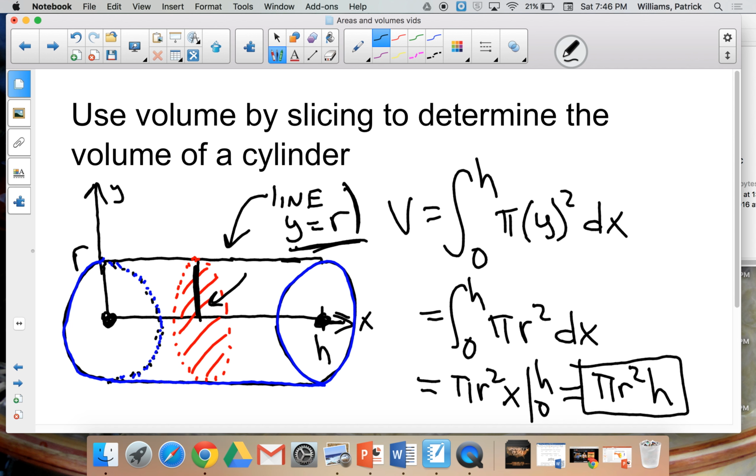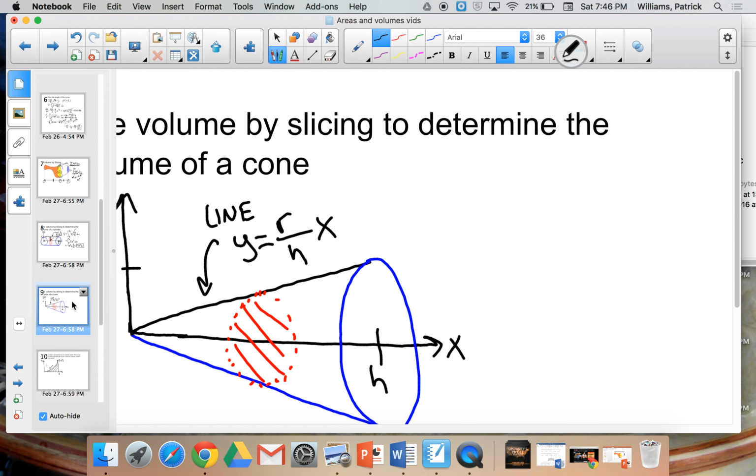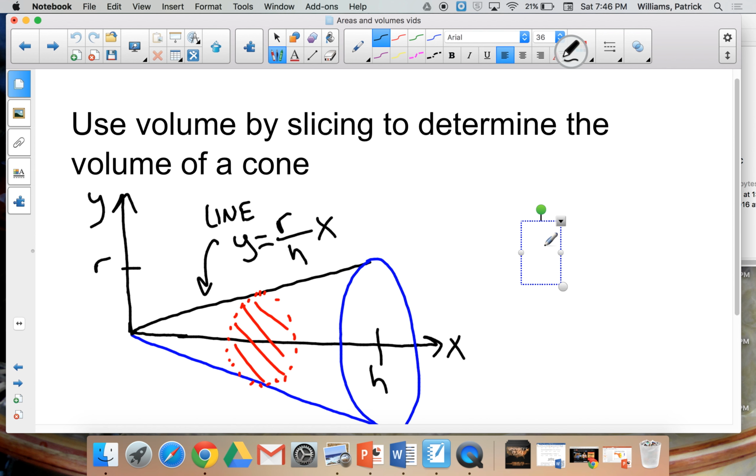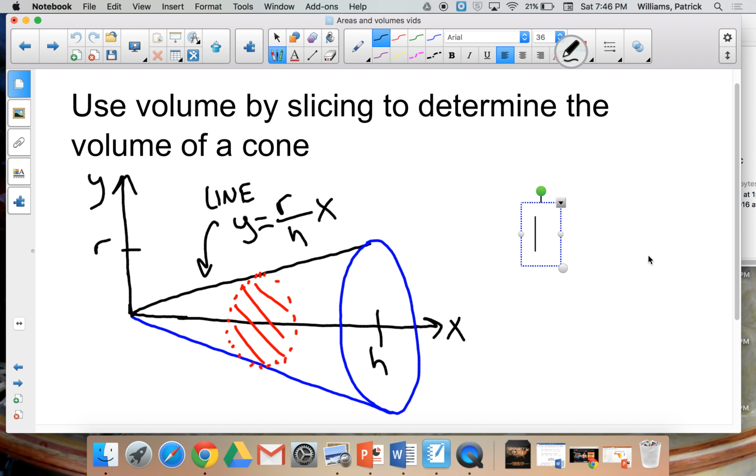Okay. Now just keep in mind, I put this y in here simply to remind us that our cross section is a circle, and our radius is dictated by this black line right here. Now in that case it was a constant, so it was very easy, but in the next page we're going to see how we can do this for something that's not quite as easy. Okay, so here we have a cone, all right? And again, notice that I've drawn a black line, which is going to be some particular function.